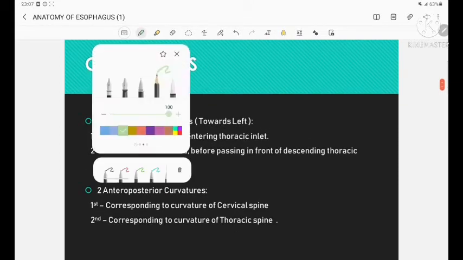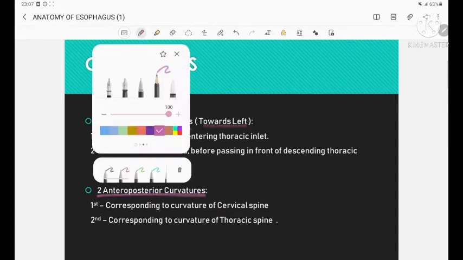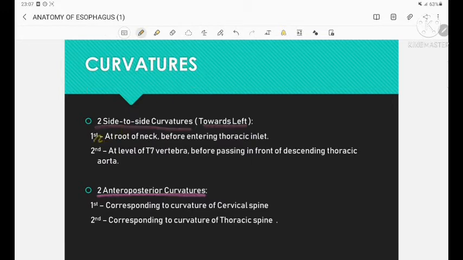Next, the curvatures of esophagus. The esophagus has two side-to-side curvatures, both towards the left, and two anteroposterior curvatures. The two side-to-side curvatures are: first one is present at the root of the neck before entering the thoracic inlet, second at the level of T7 vertebra before passing in front of the descending thoracic aorta. The two anteroposterior curvatures, first corresponds to the curvature of the cervical spine and the second corresponds to the curvature of the thoracic spine.